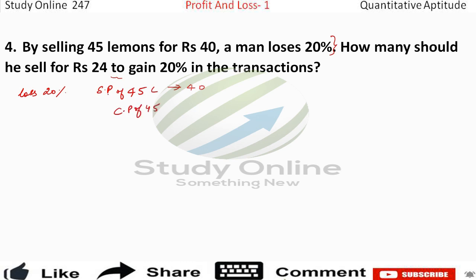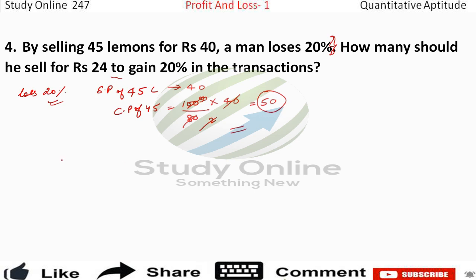We have the selling price and we have the loss. So the cost price would be 100 upon 100 minus loss. So 100 minus 20 is 80, into the selling price 40. 40 ones are 40, 2 fives are 10. So cost price of 45 lemons is rupees 50. So till here, the first case, we have calculated the cost price of 45 lemons. So next, how many should he sell for rupees 24 to gain 20% in the transaction?